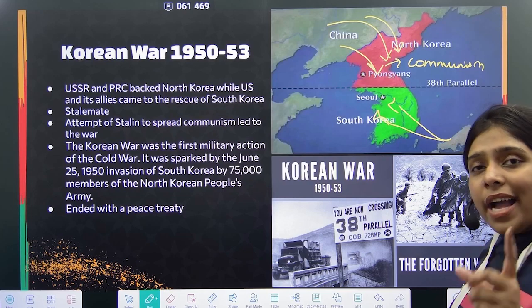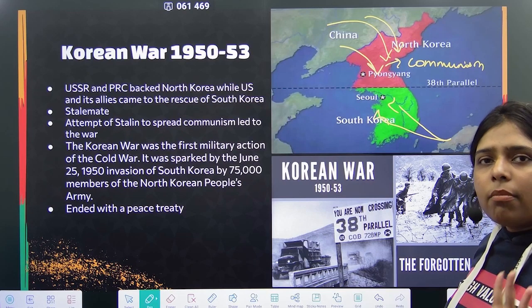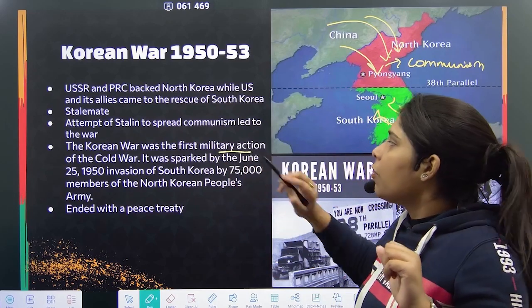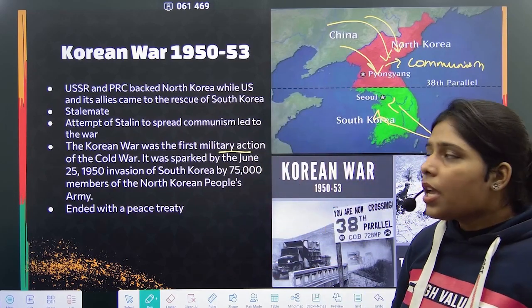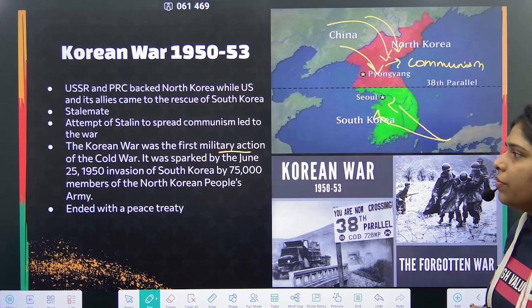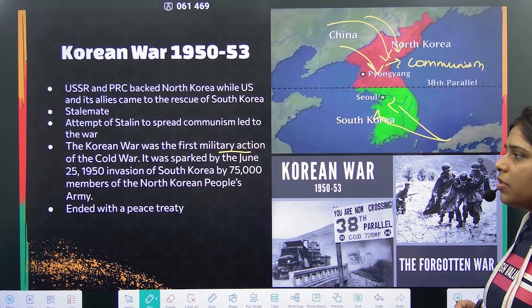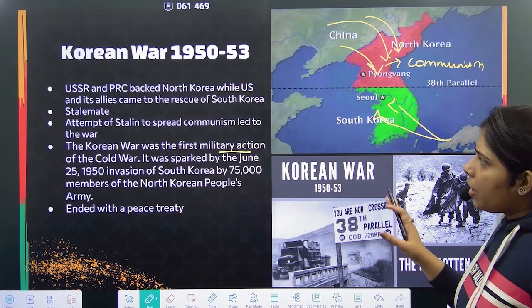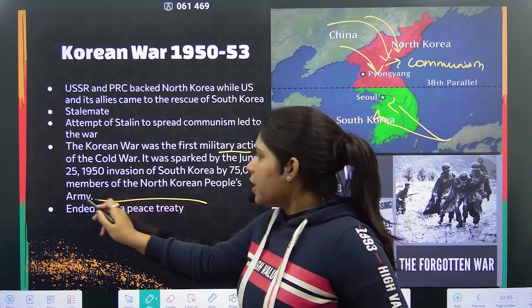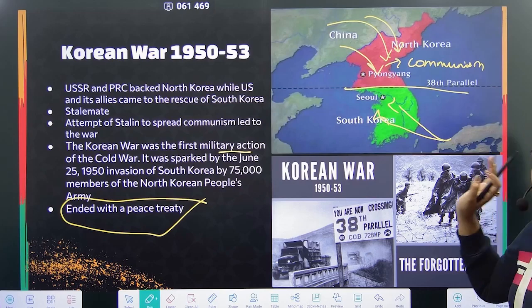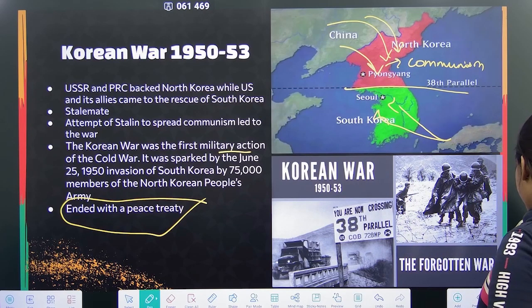And remember, why is the Korean War important when we talk about the Cold War? Because this was the first military action of the Cold War. It was sparked by the June 25, 1950 invasion of South Korea by 75,000 members of the North Korean People's Army. But it ended in a stalemate. There was a peace treaty signed, and we saw a division of North and South Korea. And that's how the Korean War ended.